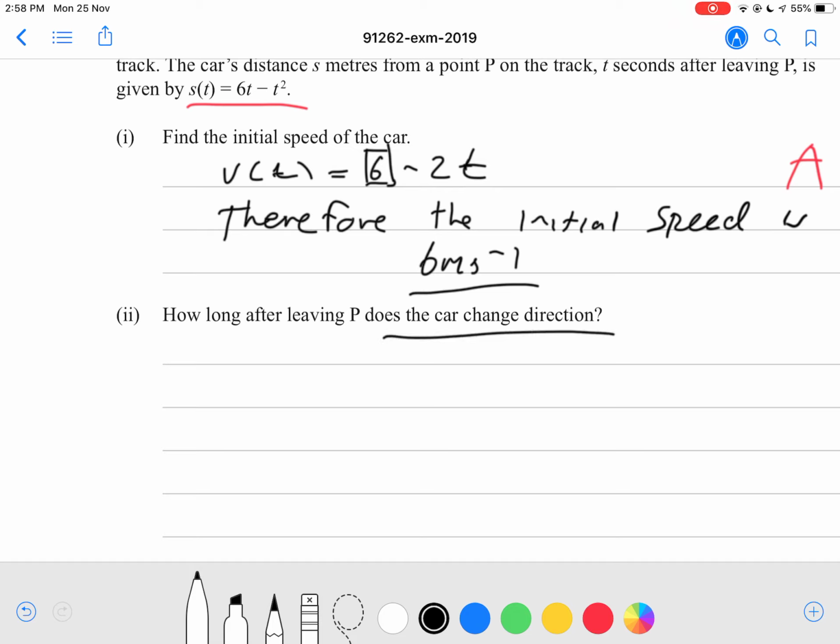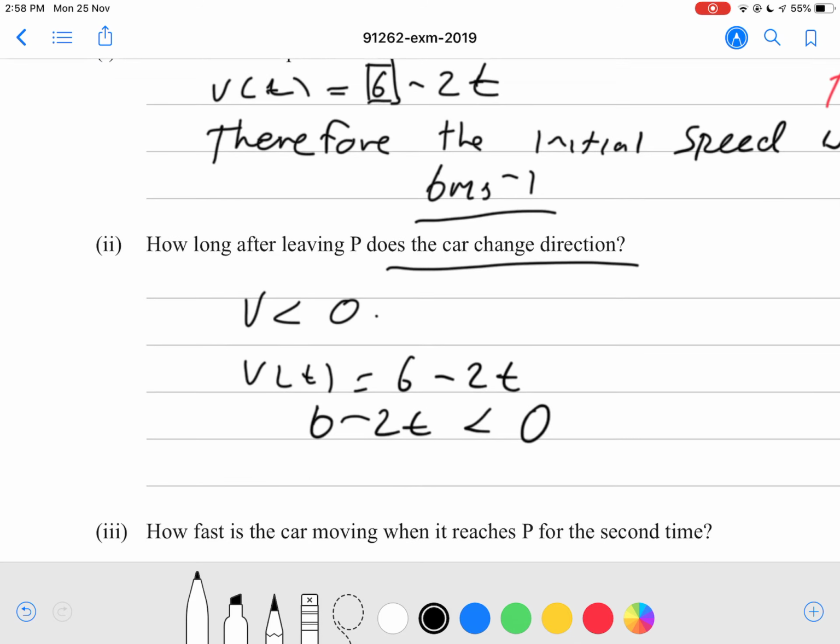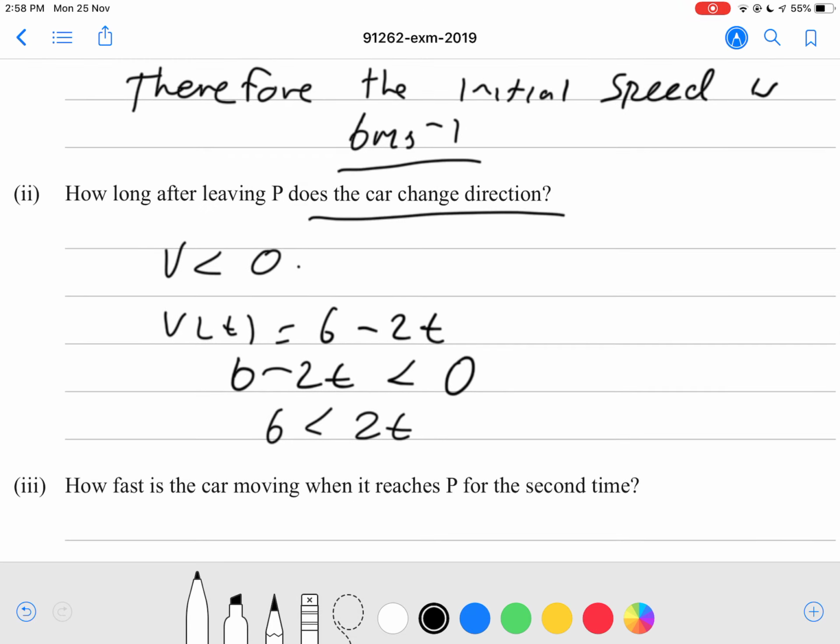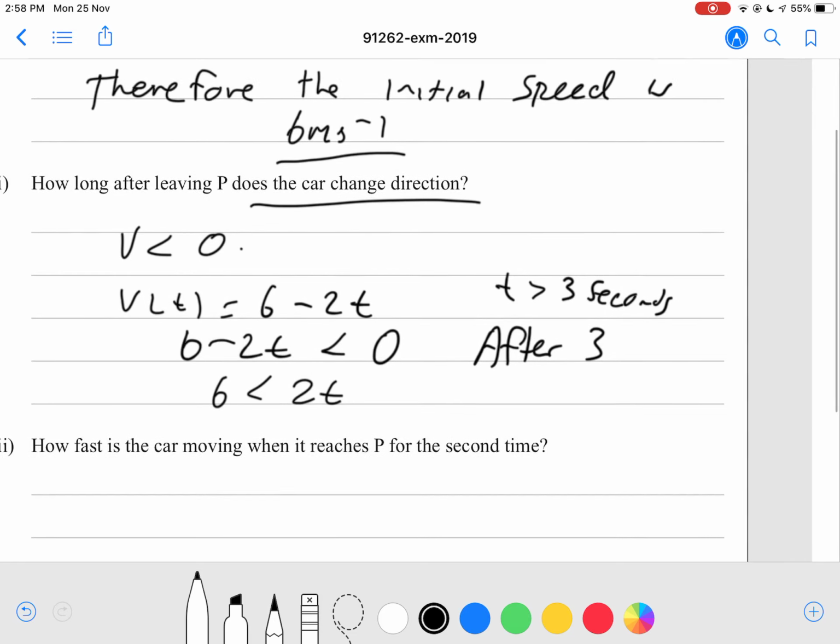When it refers to a car changing direction, that means that the velocity has changed so that the velocity is less than 0. So it begins going in the opposite direction. So in this case, our v would be less than 0. Our v of t is equal to 6 minus 2t. So therefore, 6 minus 2t is less than 0. Therefore, 6 is less than 2t. Therefore, t is greater than 3 seconds. So basically, you can state after 3 seconds.